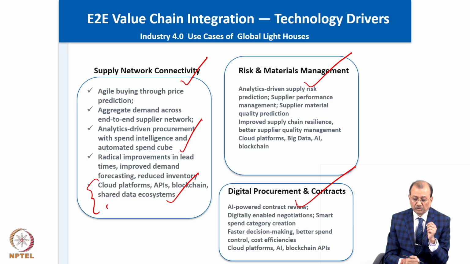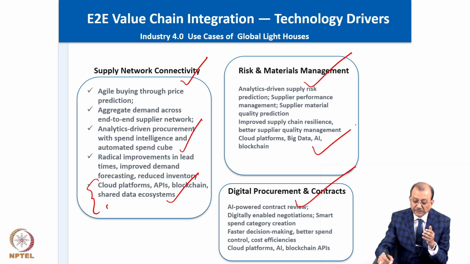This is also very important. Suppose there is a material shortage, as we have seen during the time of COVID-19, when many products were in short supply, and at that time the supply chain was mostly disrupted. How can we predict what the reasons for the supply chain disruption are, and is there any way to overcome that?